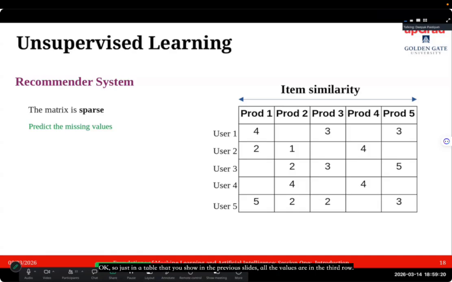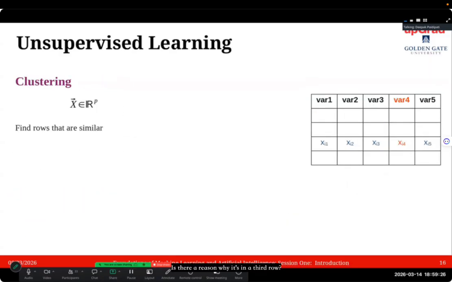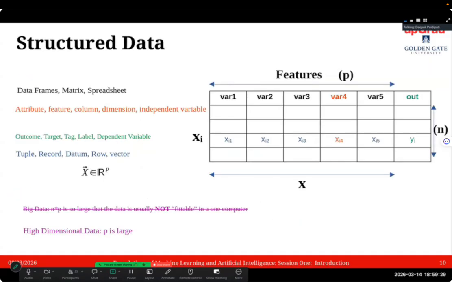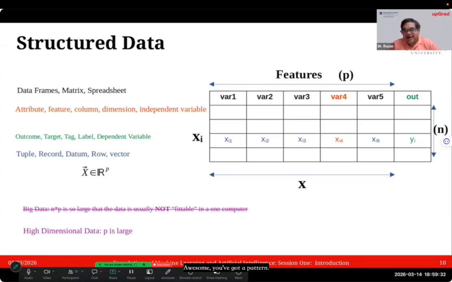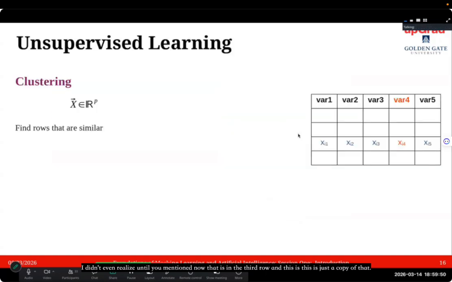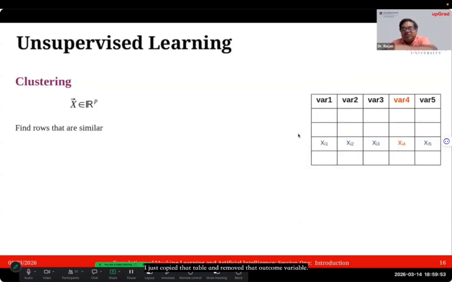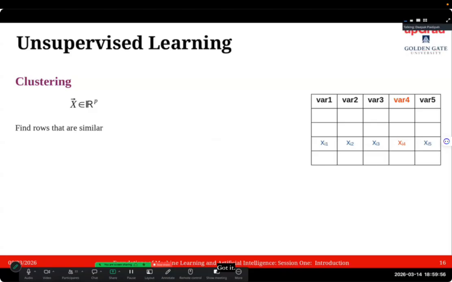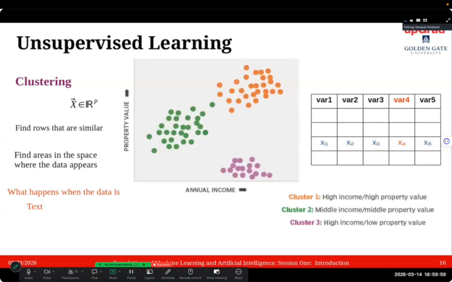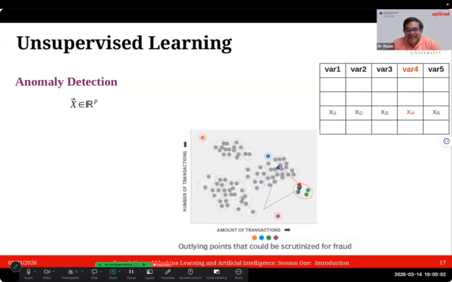In the table that you showed in the previous slides, all the values are in the third row. Is there a reason why it's in the third row? It's random. Awesome, you got a pattern. Nothing, I just randomly put some. I didn't want to put 10 rows and then give sample data here. I didn't even realize until you mentioned it now that it's in the third row. This is just a copy of that table with the outcome variable removed. That's all. Okay, got it. Thanks for clarifying. That's a good catch. I didn't realize it.